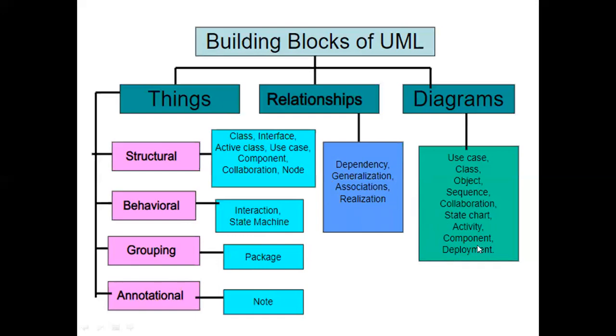And next one is the deployment diagram. In the deployment diagram, it is represented by nodes, that is, nodes and the relationships among the nodes. So totally in UML there are 9 diagrams.